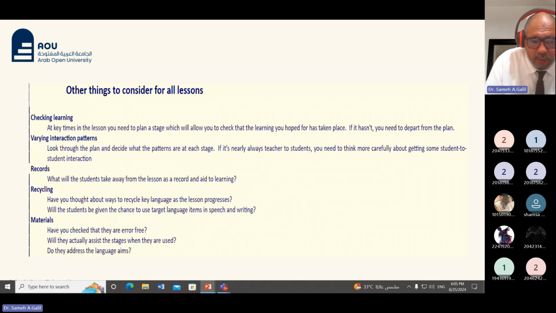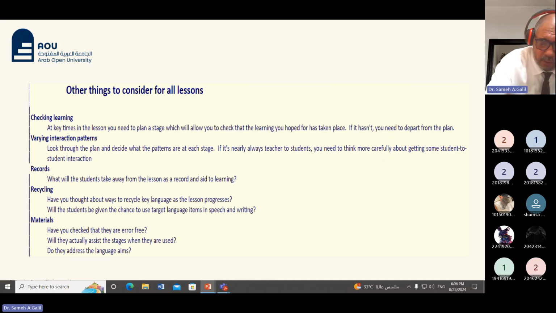You need to also allow them to record, and by recording I mean take down notes. What will the students take away from the lesson as a record and an aid to learning? You need to also allow opportunities where they recycle the language, they use it as they progress. And also the materials. You need to think of the materials that you're using. You need to check that they are error-free. You need to check whether they will help you with the stages that you are using. You need to check whether the material is relevant and engaging, addressing the language aims that you set or not. So these are things that you need to think of.